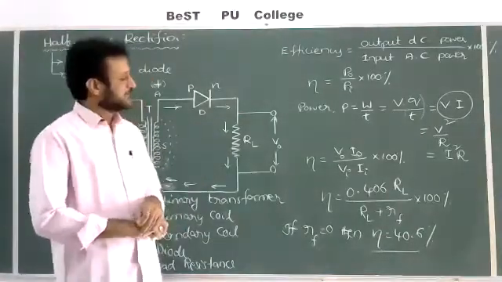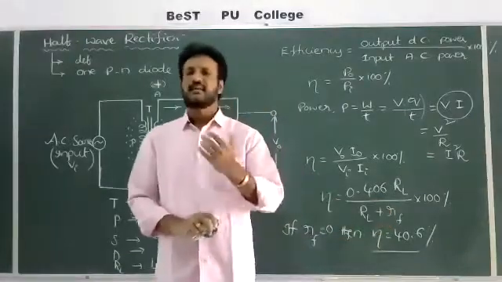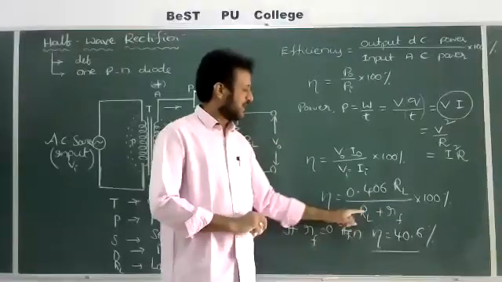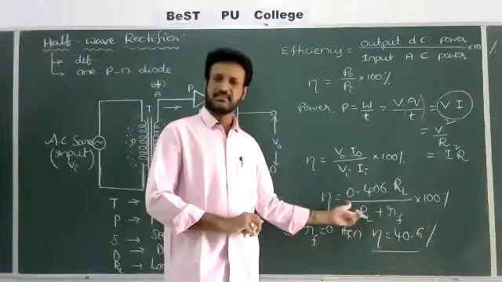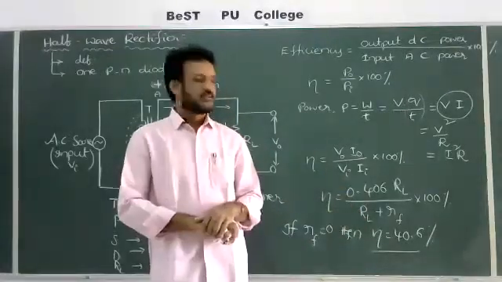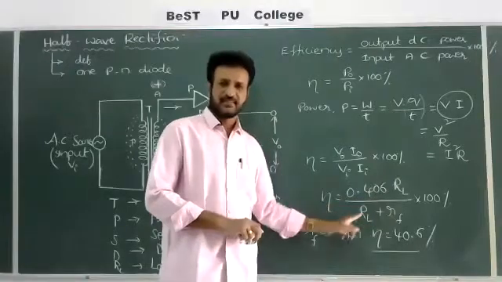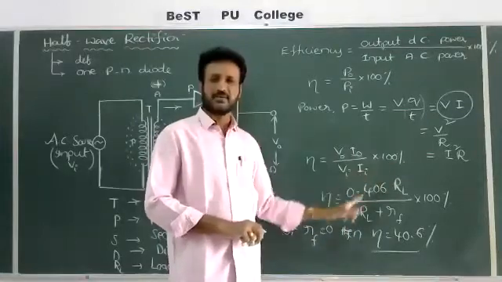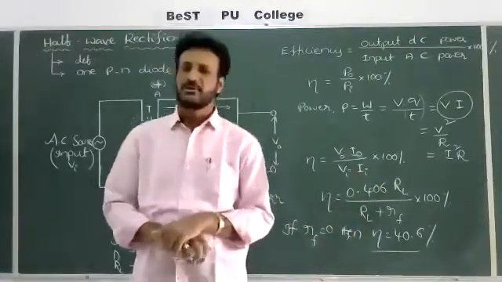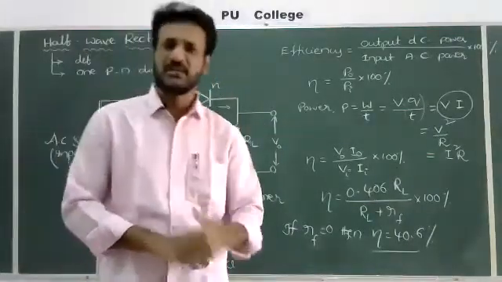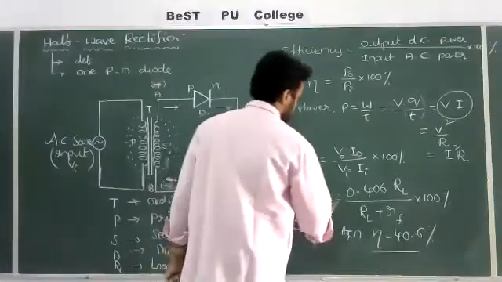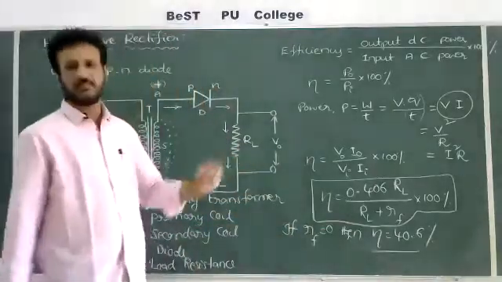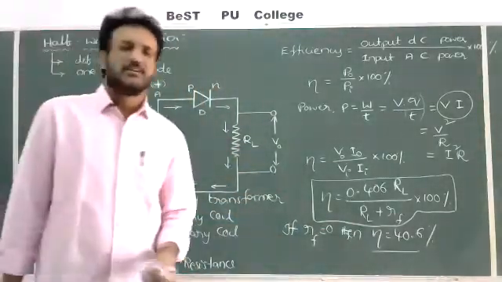For example, if the diode has more resistance, what will happen? If the diode has infinite resistance, then RL plus infinity is equal to infinity, and something by infinity is equal to 0, so we will not get any output value. If RL and RF are both equal, then you write this value as 2RL. When RL is cancelled, 0.406 into 100 by 2, 40.6 by 2 is equal to 20.3%. So based on the question, we have to choose. It is one of the important formulas, the efficiency of a rectifier. Remember this carefully.